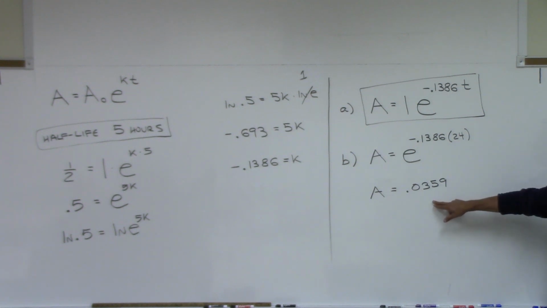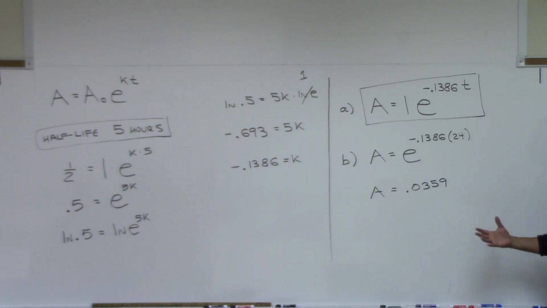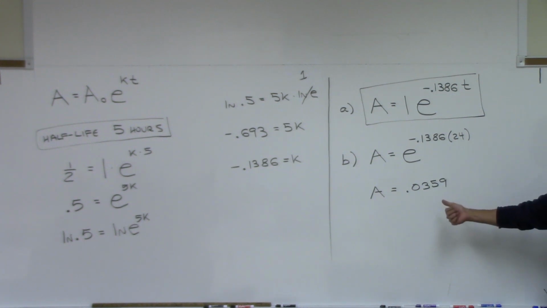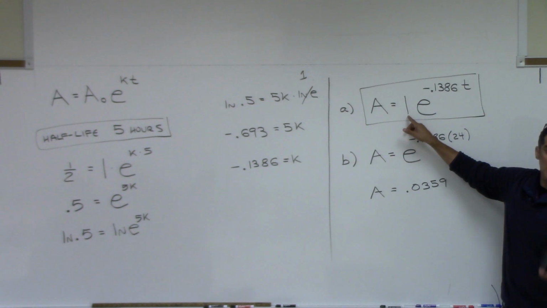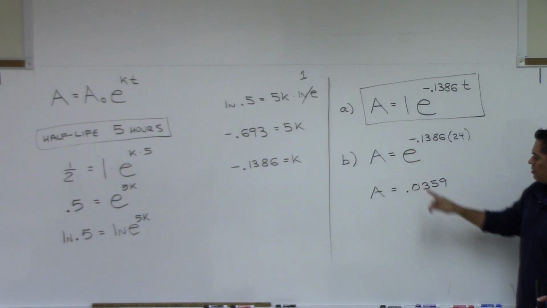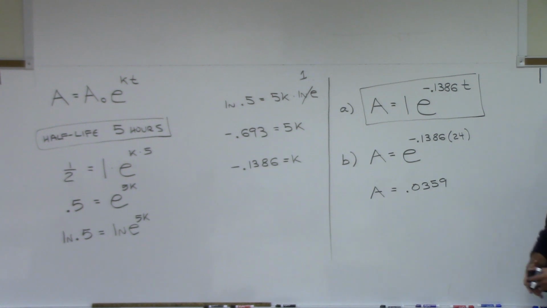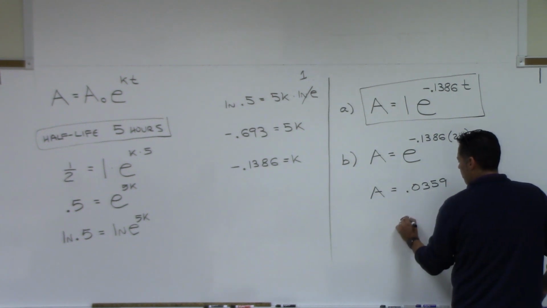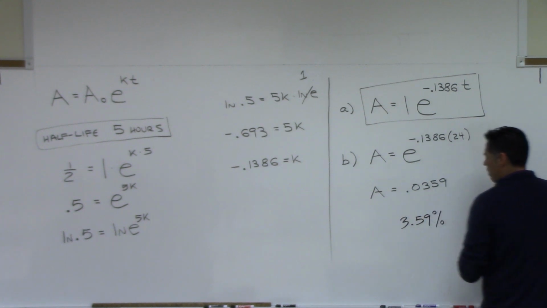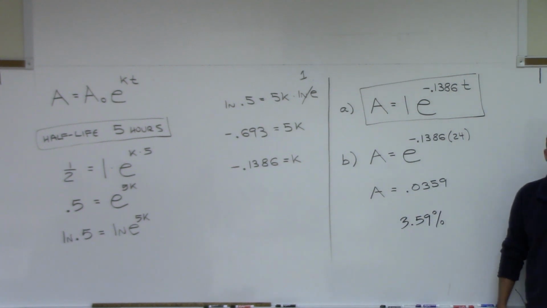Okay, but wait, what is our answer here? After 24 hours, how much alcohol is present? This, right? But remember, 1 was 100%, wasn't it? So this is actually a percent. We need to convert this to a percentage to get what percent of alcohol is left. So what? 3.59%? 3.59% of the alcohol.